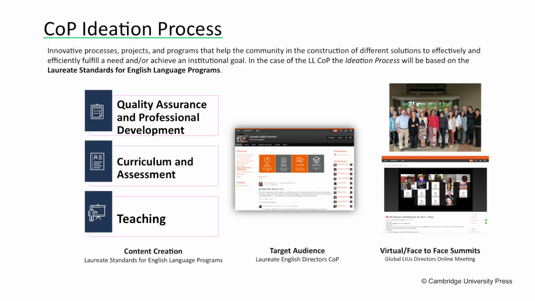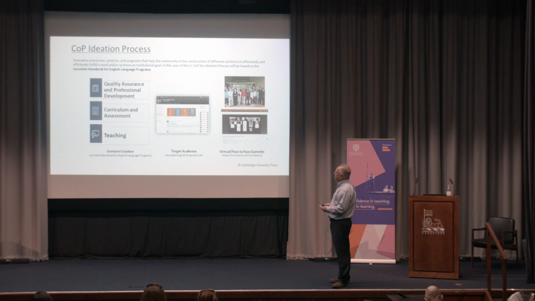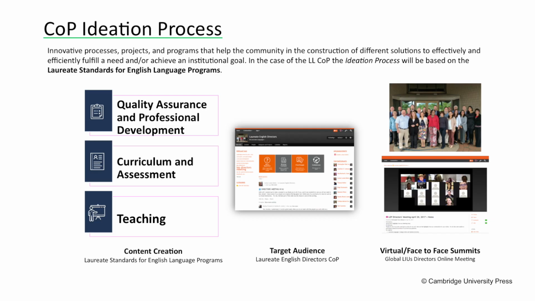So we have a community of practice, and we felt, you know what? They're united to a certain degree, but there is not a defined goal. So if you recall, I mentioned the standards that we had created for the institutions. We decided to tie the community to the standards. And we identified three areas of our standards which we felt could be followed and tracked in the best way. And that is quality assurance and professional development, because we can quantify quality assurance and professional development to a certain degree. Curriculum and assessment, obviously, too.